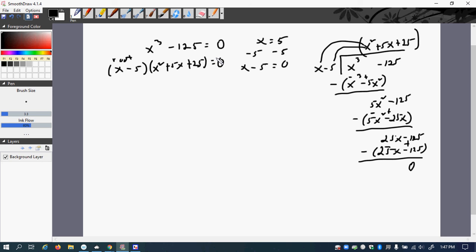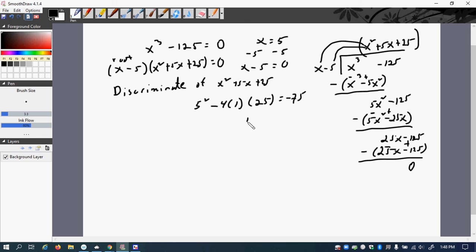Okay, and so if I do the discriminant of the x squared plus 5x plus 25, that would make it 5 squared minus 4 times 1 times 25, which gives me a negative 75. So this is imaginary. And so 5 is the only real cube root of 125 because of this fact. We can't break this any further. This is it right here. So 5 is the only piece there. So this is example 1A.